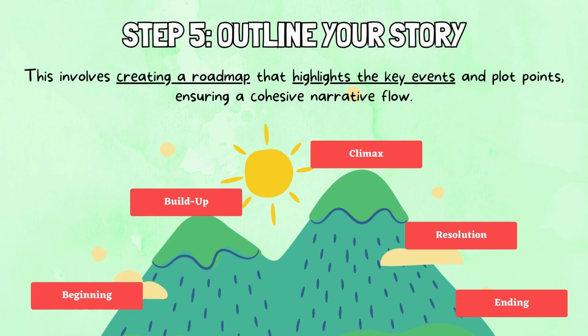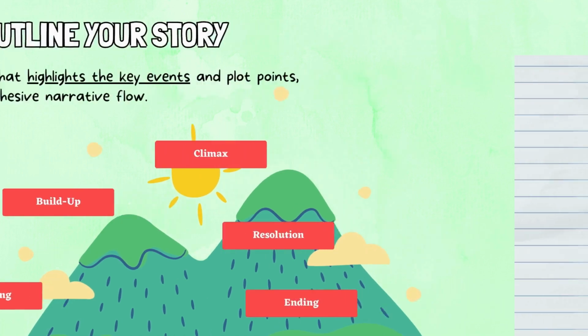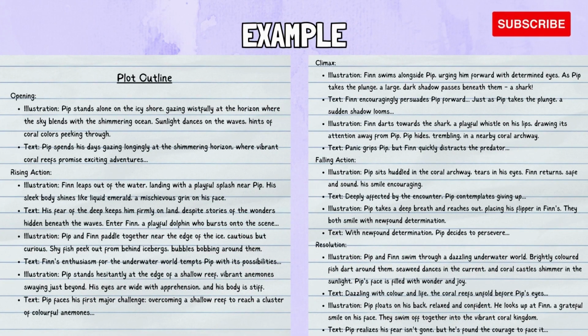This outline serves as a guide for your writing process, providing a clear structure while allowing room for creativity. By mapping out your story and illustrations in this step, you lay the groundwork for a well-organized and engaging picture book that captures the attention of your target audience. Take a look at this example plot outline for our picture book. We outlined the opening, rising action, climax, falling action, and resolution of the story. Remember, this is just a framework. Feel free to add details, subplots, and twists to make it your own. The key is to create a compelling arc for Pip the penguin, showcasing his journey of overcoming fear and discovering the magic of the unknown.